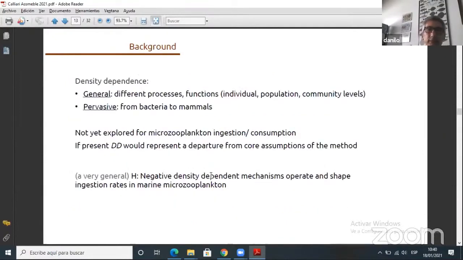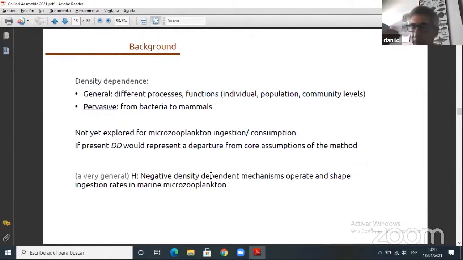These density dependence effects are, in the ecological literature, very well known, and it's well established that they are general, that is, they affect different kinds of processes.